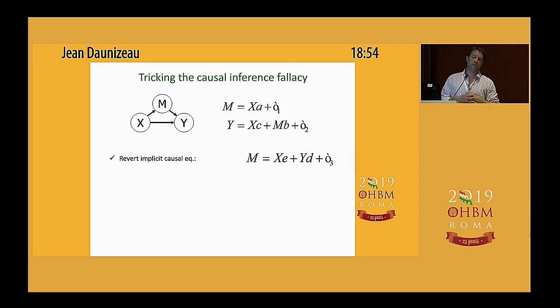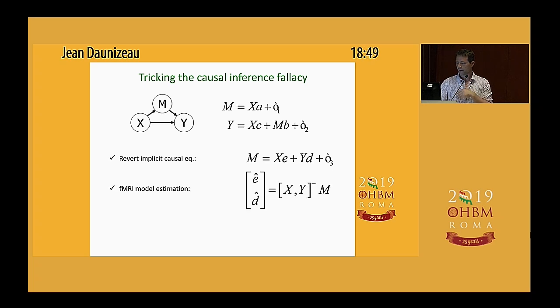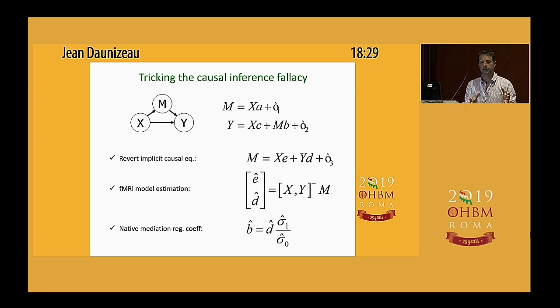So effectively you include your behavioral time series in your design matrix, if you will. Then you estimate the parameters like this, and there is a parameter that relates the behavior to fMRI time series, which is D here. And then there is a way to go from D to the original mediation coefficient parameter. So we can effectively estimate these native mediation regression coefficients without having to regress behavior on fMRI time series.